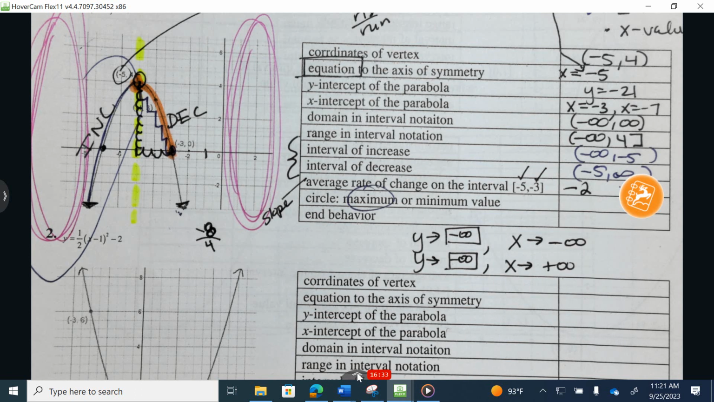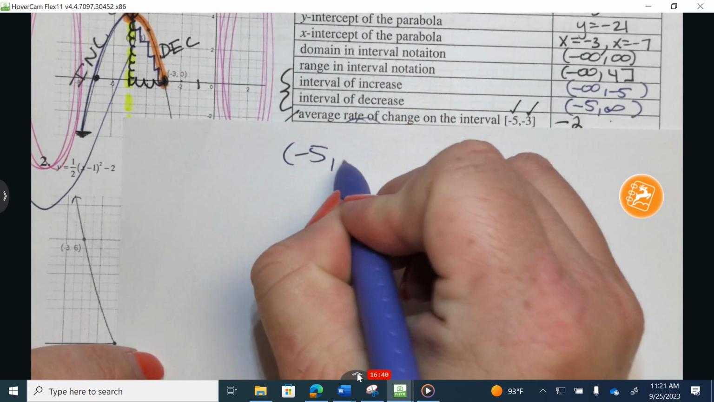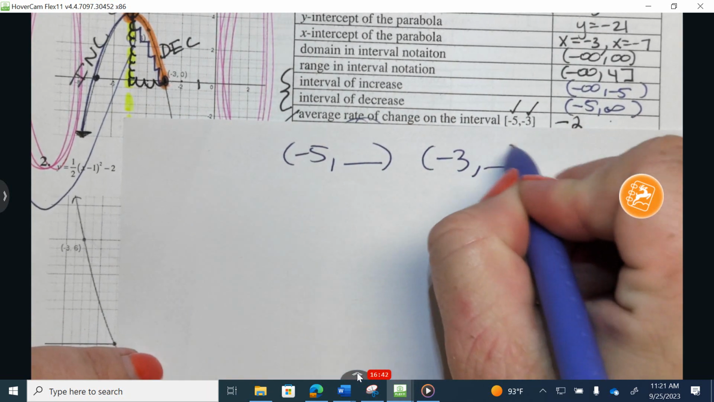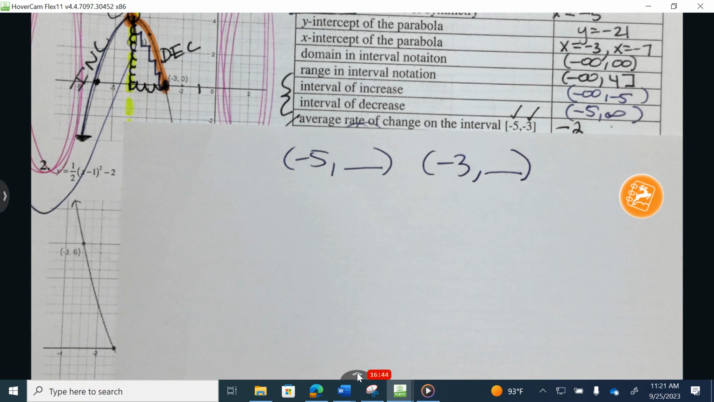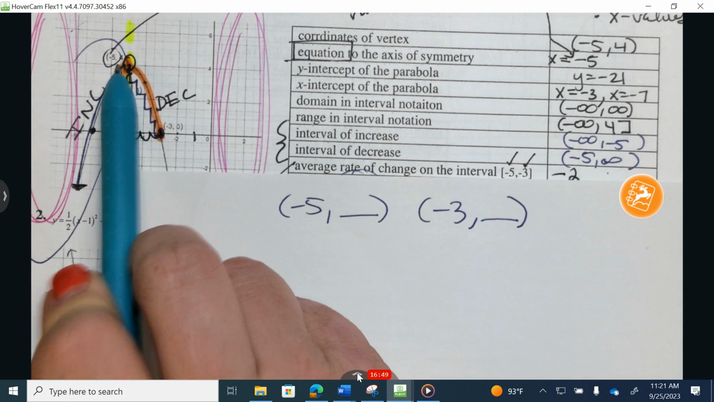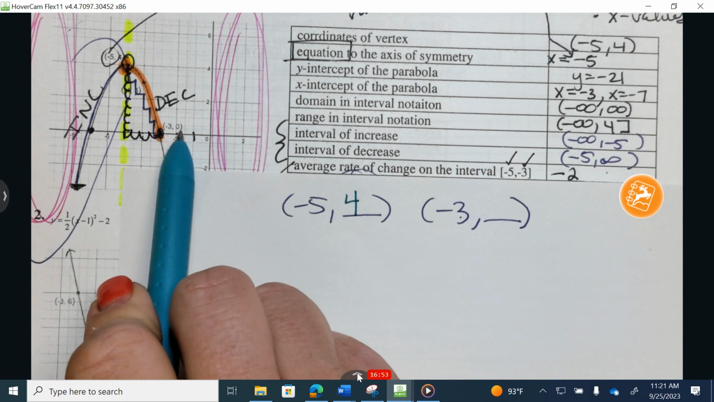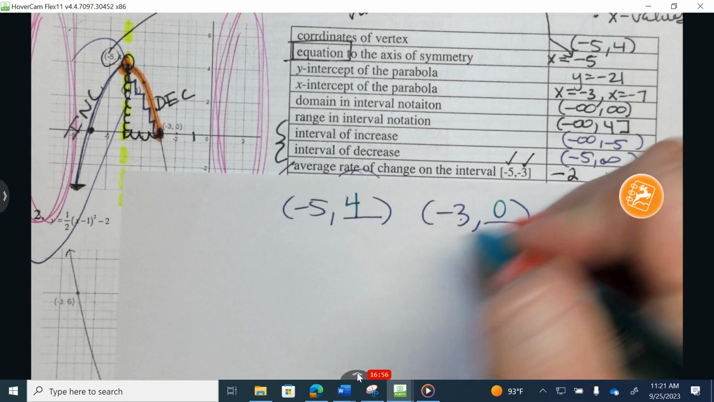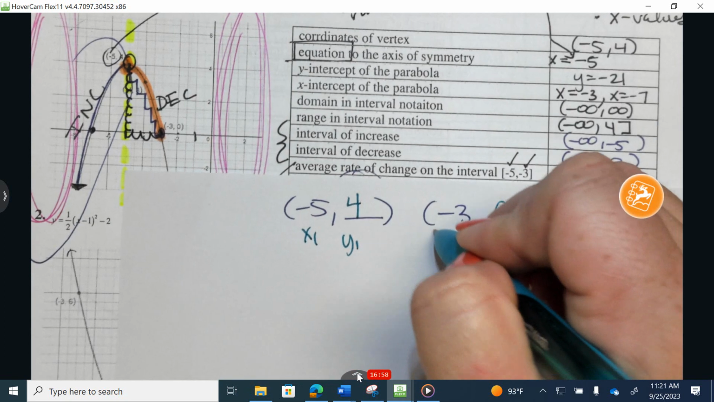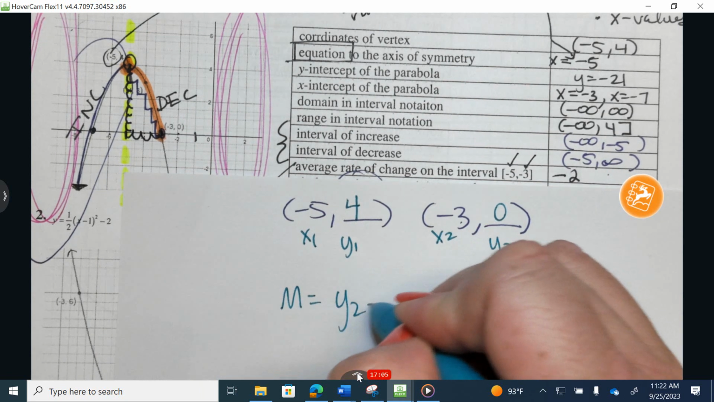Now, algebraically, is there a way to do this? There is. So come back, grab this. You've learned this in 8th and 9th grade. It doesn't mean you've mastered it. So now's the time to review how to do this. What does negative 5 go with? Look over here. What is the output when the input's negative 5? 4. Find negative 3. What's the output when the input is negative 3? Okay, please write x1, y1, and x2, y2. And this goes back to the slope formula that you learned in 8th and 9th grade.